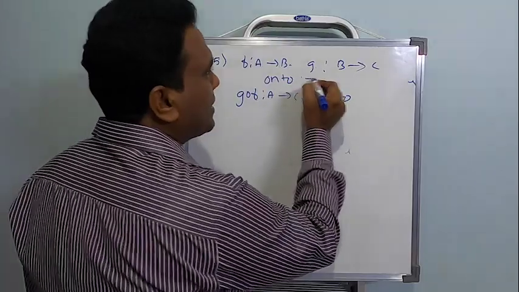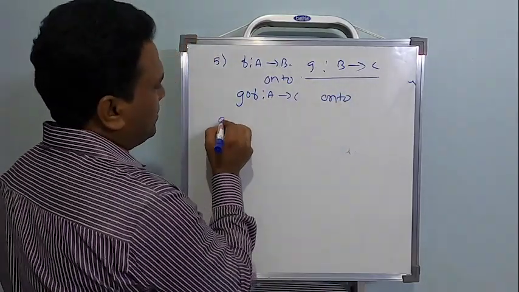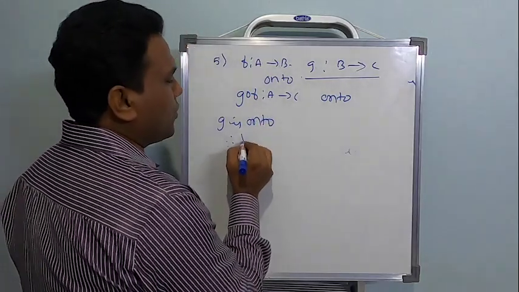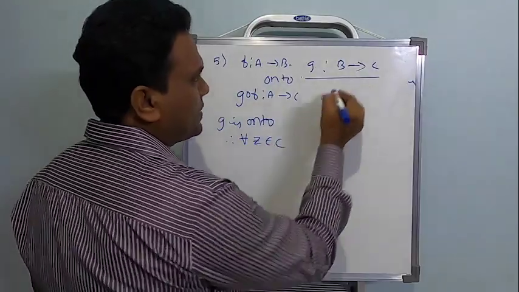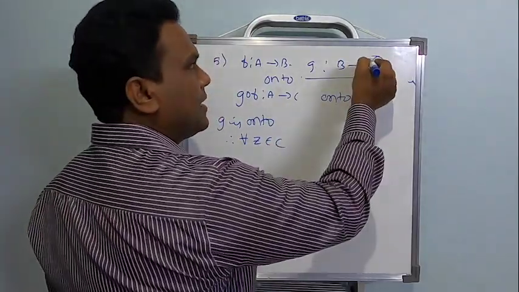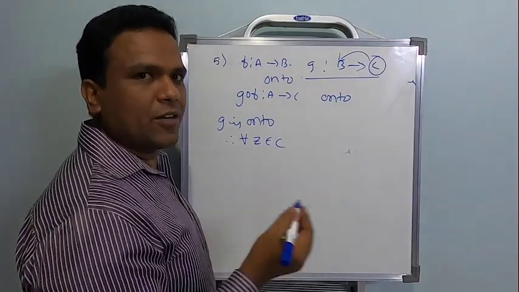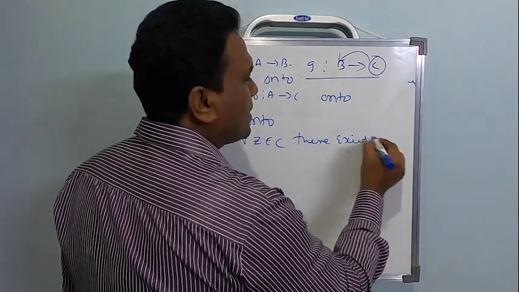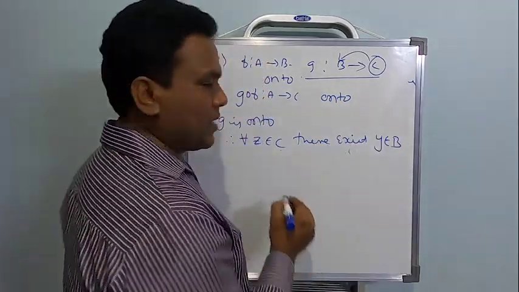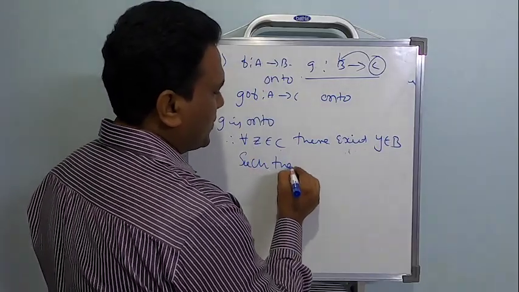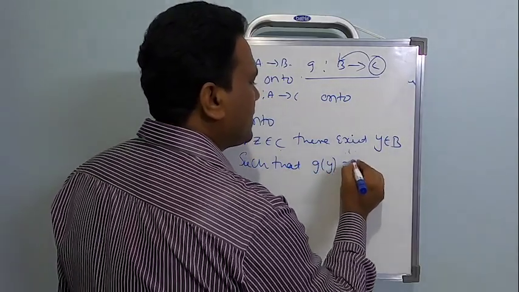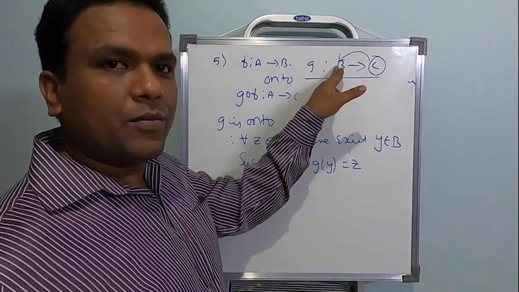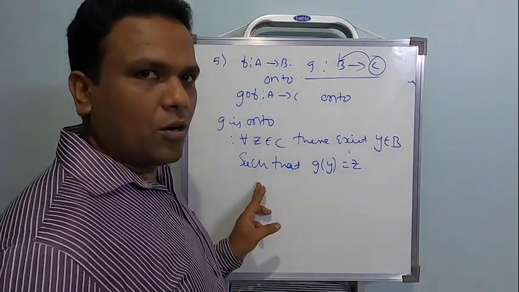Now I'm going to start from this actually. Remember, g is already onto. That means for every element z belongs to set C, there exists an element from the other set. That is the meaning of onto, right? For every element z belongs to C, there exists y belongs to B, such that g of y is equal to z. That means for every element of the codomain, you can find at least one element from the domain. That is because g is already onto, right?